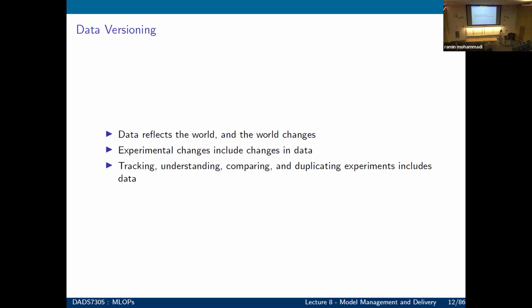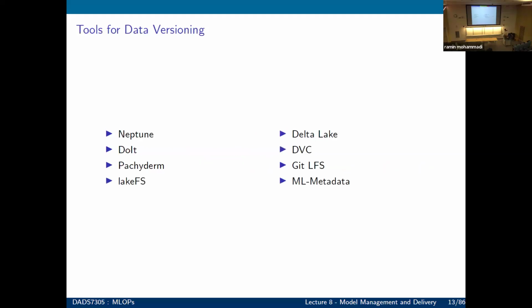Experimental changes include the change in the data, especially in ML, where data is a first-class citizen. So you need to remember that concept. And there are some tools for data versioning in the market, like Neptune, Dolt, PyCharm, lakeFS, Delta Lake, DVC, Git LFS, and ML Metadata. These are all different tools that can help you. There are more than this, but these are the ones that I could find.